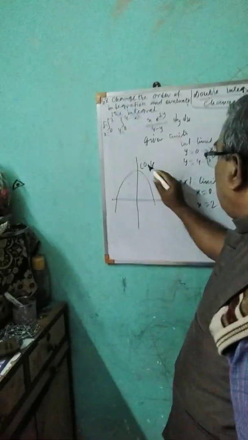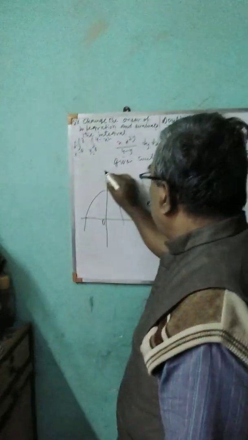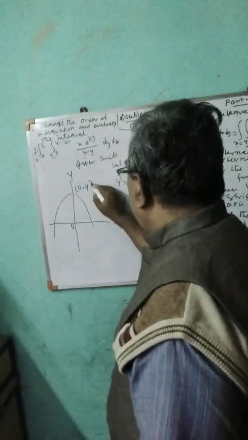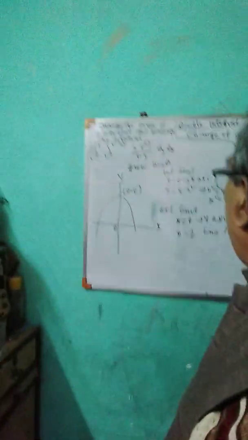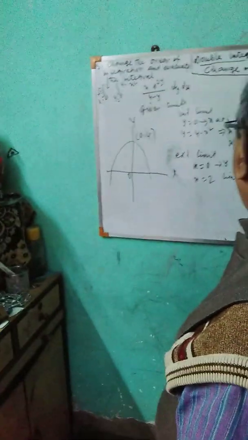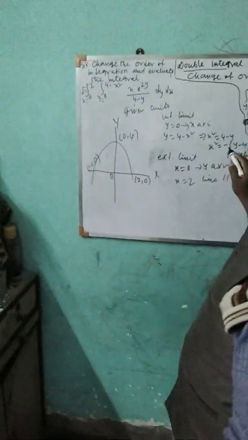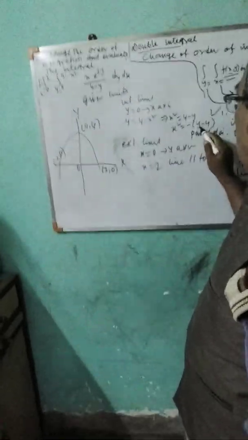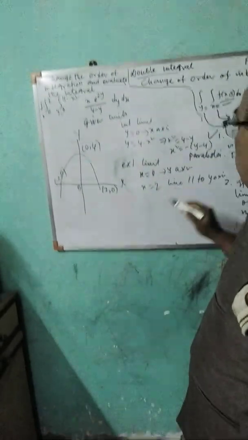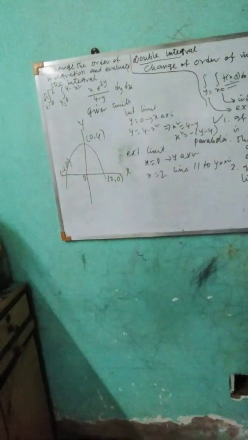Now in this parabola, this is the x axis, this is the y axis. The parabola meets the x axis at this and this point. How to get these points? Since the parabola meets the x axis, we put y equal to 0. Then x square equal to 4, so x equal to plus minus 2. One point is (2, 0) and the other is (minus 2, 0).